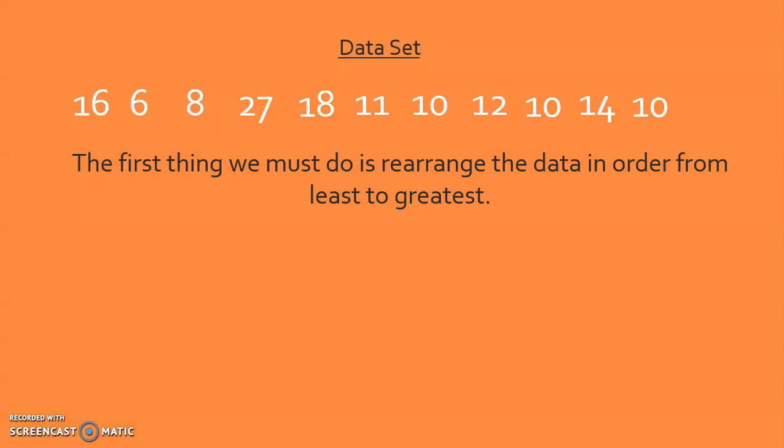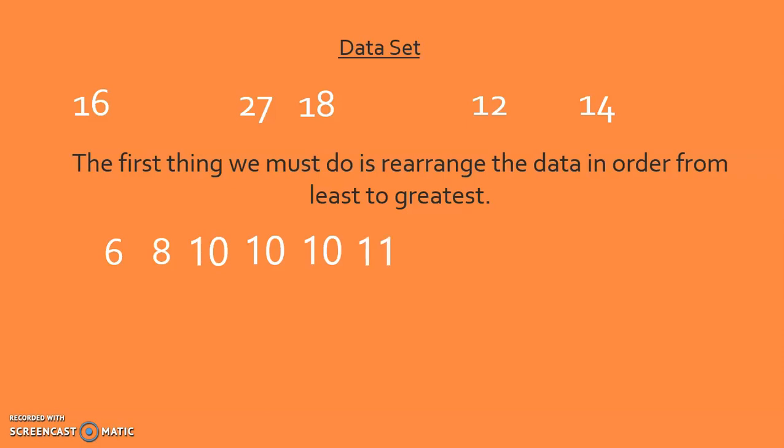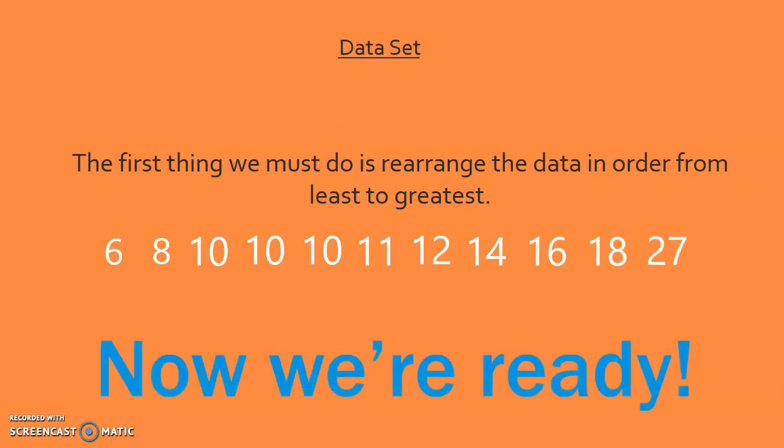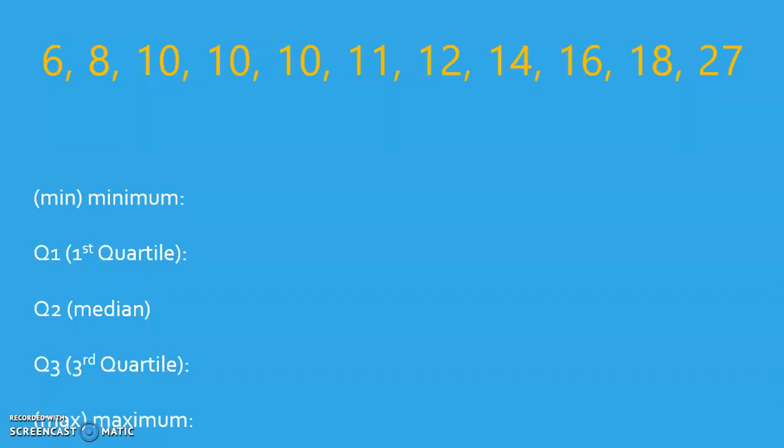So here's our data set. We have the numbers 16, 6, 8, 27, 18, 11, 10, 12, 10, 14, and 10. The first thing we must do is rearrange the data set in order from least to greatest. Okay, so now we're ready to move on.